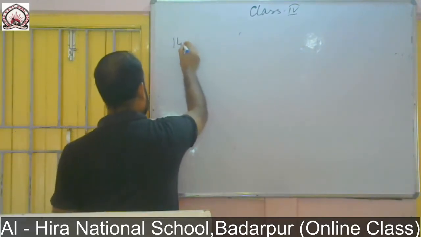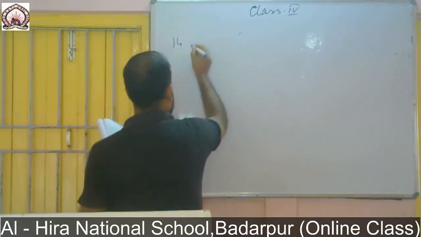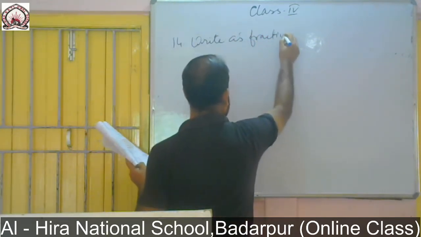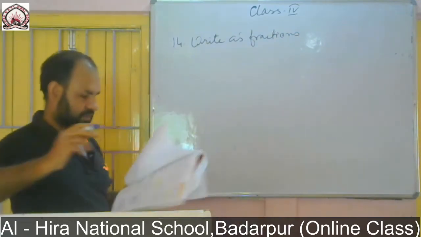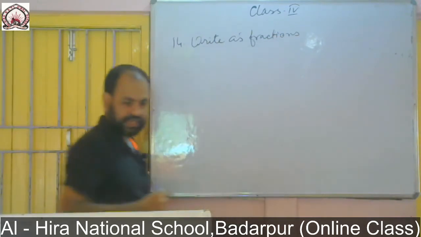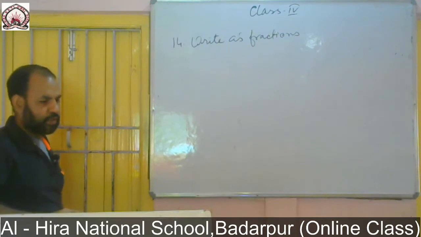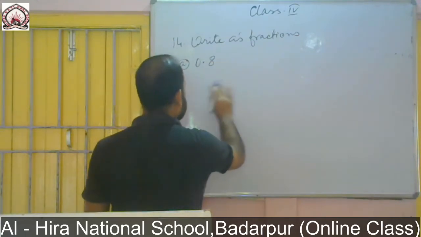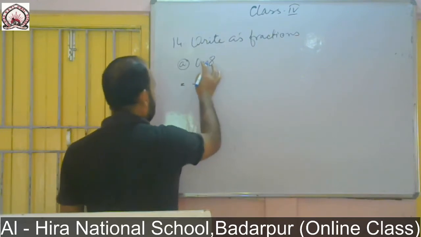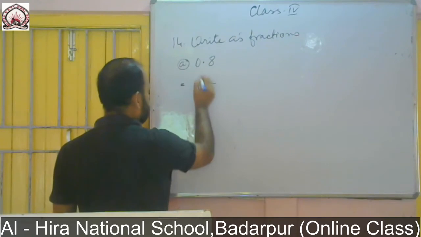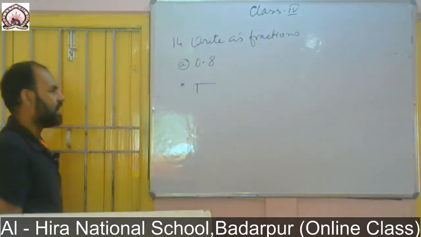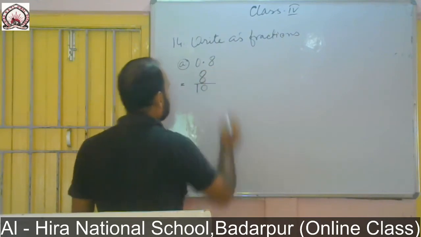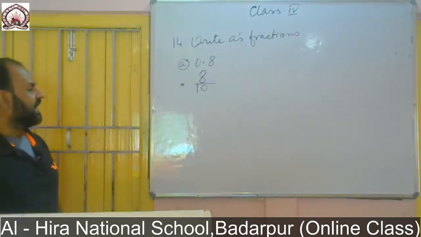Question number 14. Write as fractions. So here a decimal fraction is there. We write it as a fraction. Easy. Question number A, 0.8. 0.8 we write as a fraction. So in place of point, in the denominator place we give 1, and after point how many digits? Only one digit is there, 8. So 10, so the denominator is 10. Now leaving point we write the number 8. So the fraction is 8/10.